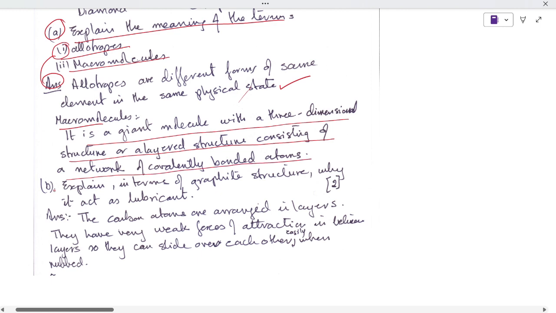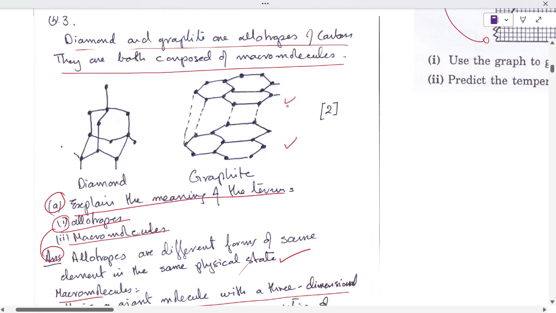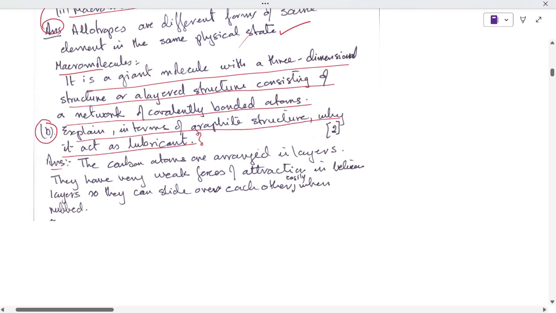Now the B part, explain in terms of graphite structure why it acts as a lubricant. Now as you can see the structure, you can see the layers, and I've already explained that between the two layers there are delocalized electrons and the layers can slide over each other. So we are going to use this property of graphite for its use. The carbon atoms are arranged in layers. They have weak forces of attraction in between layers, so they can slide over each other easily when rubbed.